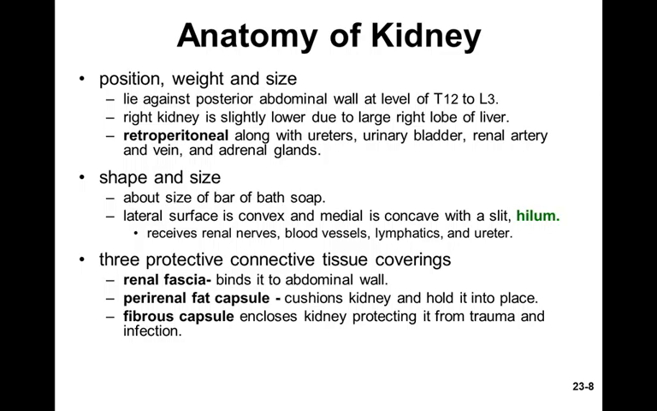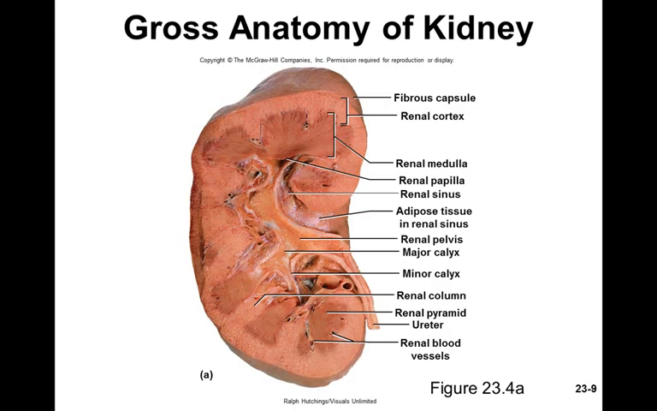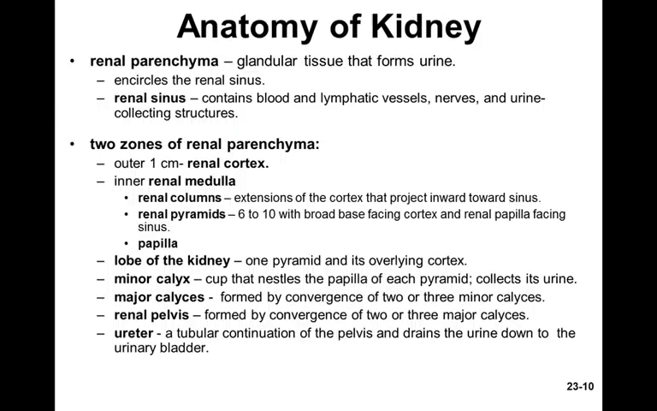Of course, we have protective tissue coverings. Renal fascia binds it to the abdominal wall. The perirenal fat capsule cushions it and holds it in place. And the fibrous capsule encloses it and protects it from infection and trauma. And here's a good gross anatomy picture of the kidney.